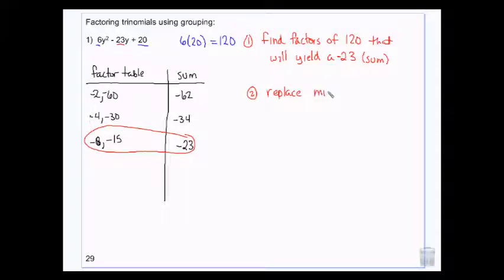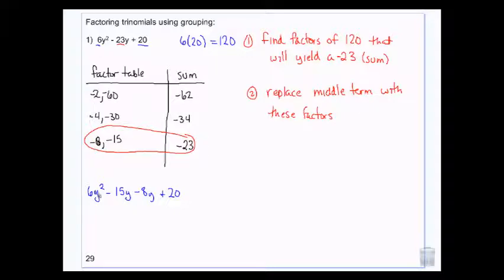So then I'm going to replace the middle term with these factors. So I'm going to go in now, and instead of having 6y squared minus 23y, I'm going to do 6y squared minus 15y minus 8y plus 20. And the reason I put the 8 with the 20 is both 8 and 20 will divide by 4, and 6 and 15 will both divide by 3. So I put those together just because they had numbers in common.